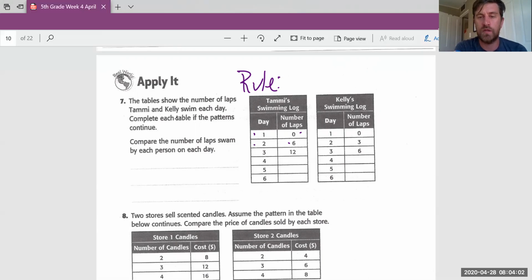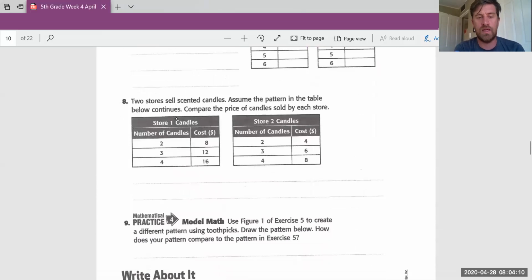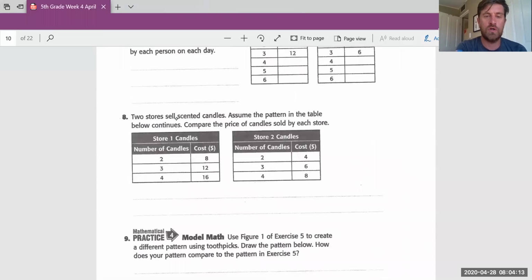What is this table doing? What's this rule? And then they will tell you how to get to this spot. Same thing with these ones, number 7 and 8. What's the rule? And then they're asking you to compare.